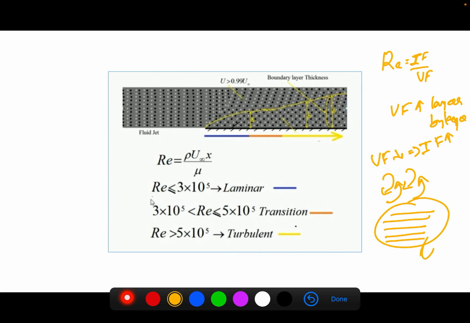This is called laminar, but this is called turbulent. The laminar and turbulent transition happens at a particular Reynolds number. Over a flat plate, if Re is less than or equal to 3 into 10 power 5, then laminar. If it is between 3 into 10 power 5 and 5 into 10 power 5, it is transition. If it is greater than 5 into 10 power 5, then turbulent. Re is a non-dimensional number, and the expression for Re is like this. Okay, fine. Thank you.